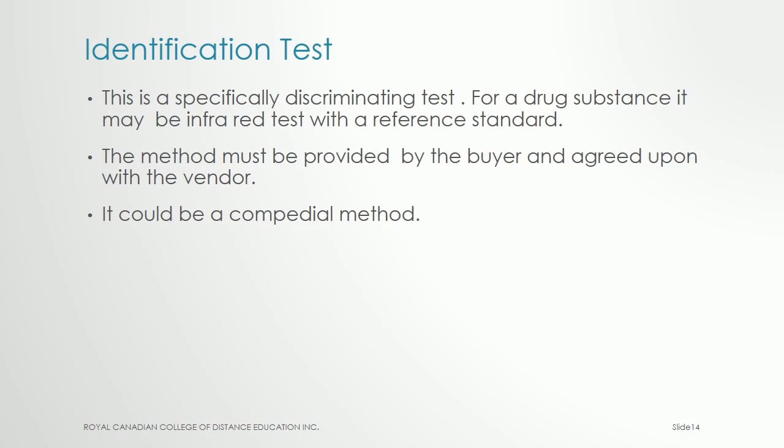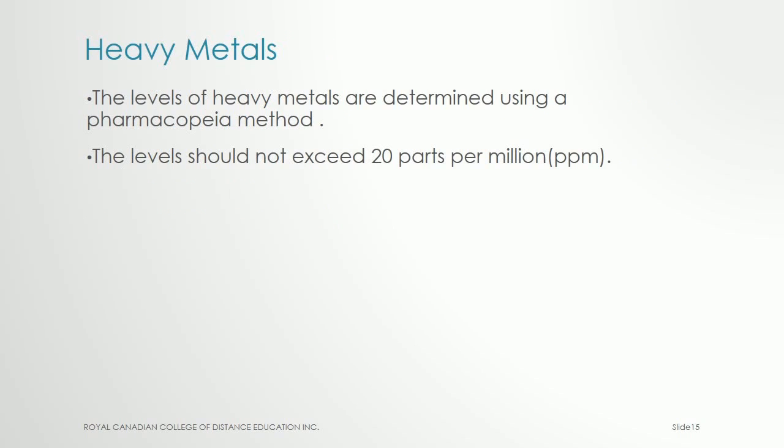Identification test. This is a specifically discriminating test. For a drug substance it may be an infrared test with a reference standard. The method must be provided by the buyer and agreed upon with the vendor. It could be a compendial method. Heavy metals. The levels of heavy metals are usually determined using a pharmacopoeia method. The levels should not exceed 20 parts per million (ppm).